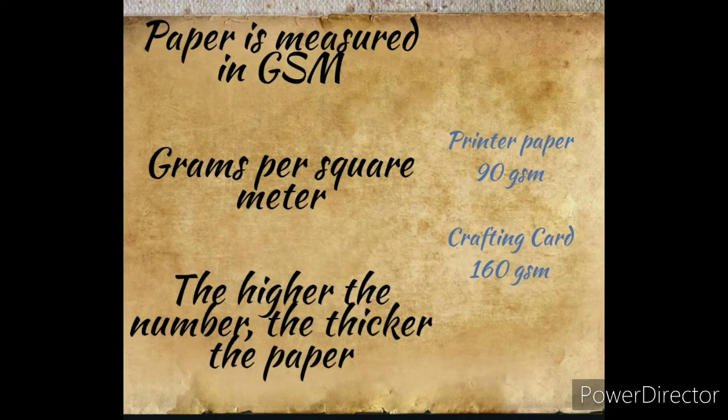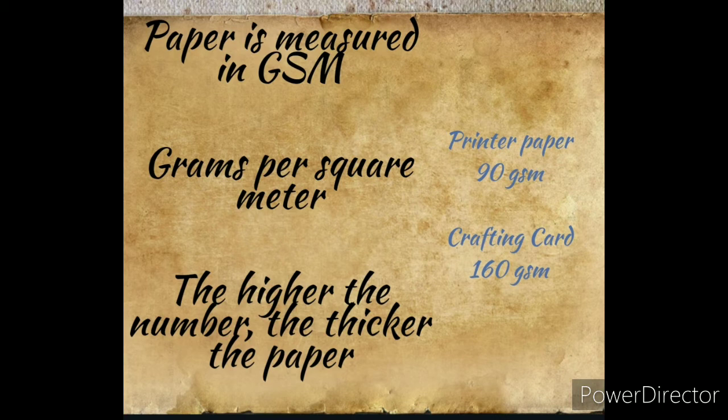Paper and board is also measured by weight. This gives us an indication of how thick the paper is. We call this measurement GSM, or grams per square metre. The higher the number, the thicker the paper. So standard printer paper is 90 grams per square metre, and standard crafting card is 160 grams per square metre.